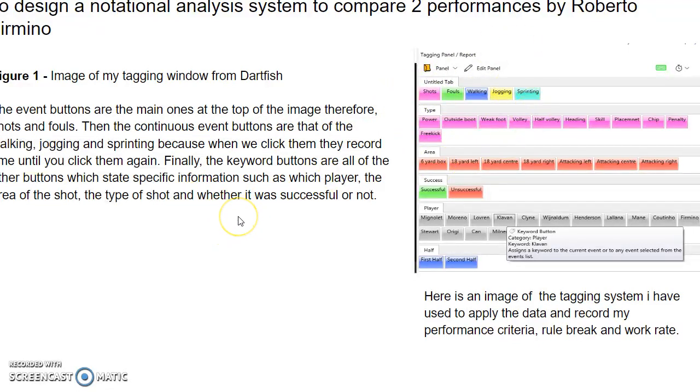Then the continuous event buttons are the ones that happen which I'll have to be clicking consistently throughout the game. So that'll be these 3 here: walking, jogging, and sprinting. So it's due to time. And then finally, the keyword buttons are all the other buttons which state specific information. So all of these here: the type of shot, the area, the success rate, the player who took it, and the half.